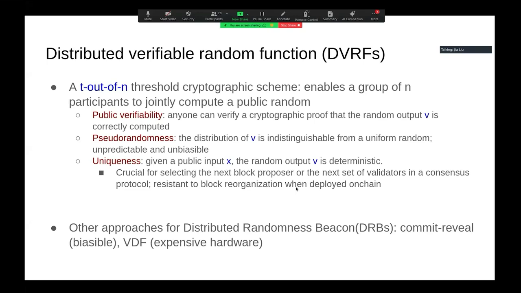A DVRF is only one way to build a distributed randomness beacon. Of course, there are other approaches. Each approach has its own pros and cons. For example, the classic commit and reveal is biasable, as some participants might refuse to reveal what they have committed in the first phase if they think the current output already gives them some kind of advantage. Verifiable delay functions rely on expensive hardware, such as ASICs, to establish a fast baseline, as there is a significant amount of computation for recovering the random output.